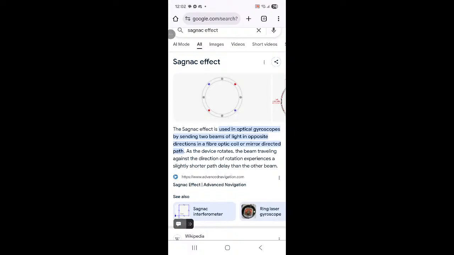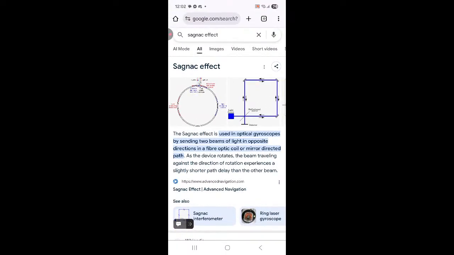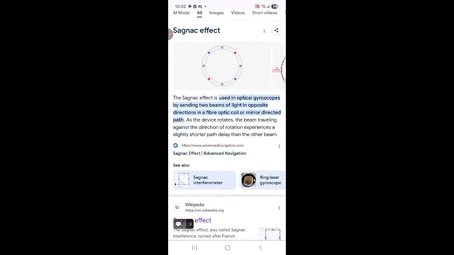Okay, so because someone mentioned this in a comment, I was like, what is this? What is the Sagnac effect? And it seems to be that the Sagnac effect is when an optical gyroscope sends two beams of light in opposite directions of a fiber optic cable or mirror-directed path. As the device rotates, the beam traveling against the direction of rotation experiences a slightly shorter path and delay than the other beam. You know why?